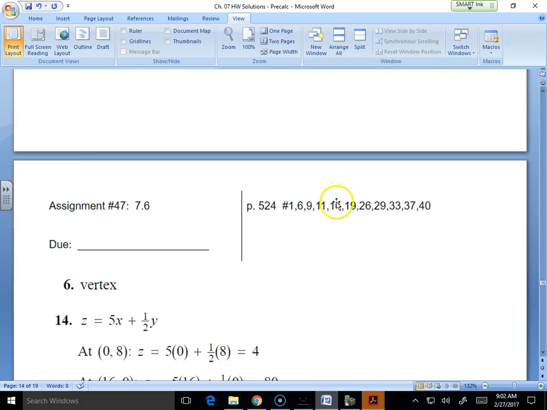Alright, cool kids. Any quick questions on the odds or clarification on the evens? Oh no.